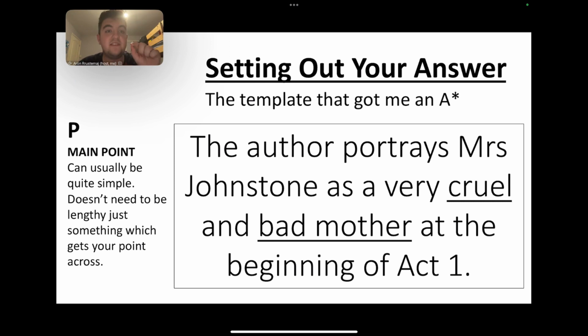So the first thing is, again, we're bringing it back to point, evidence, explain. It's just reusing it and putting it into a lot more detail. The first thing, point, that's your main point. This doesn't have to be long and reams of writing. It's just something really simple. The example here: the author portrays Mrs. Johnston as a very cruel and bad mother at the beginning of Act 1.